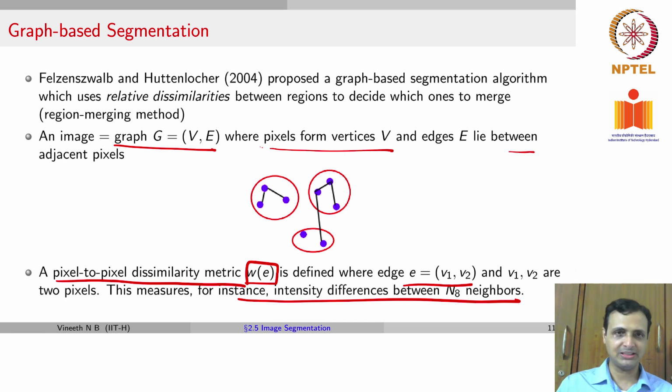When we say N8 neighbors, you take a 3x3 neighborhood, and excluding the central pixel, you will have 8 different neighbors. We are calling that N8 neighbors. So you take 2 different pixels, take their N8 neighbors and find their intensity differences. That could be one way of computing W of E.